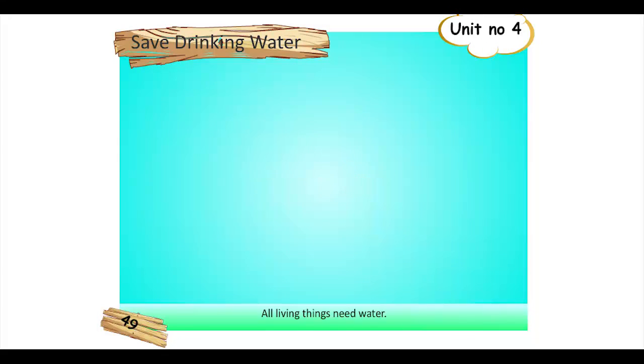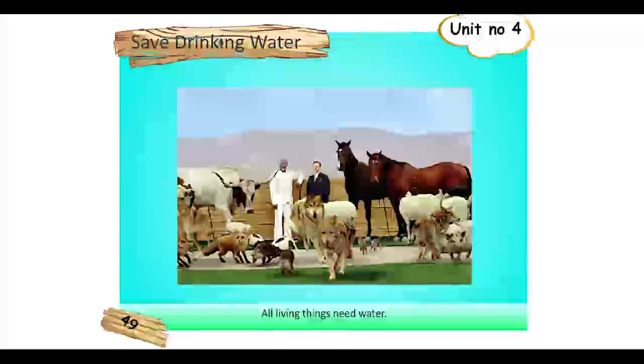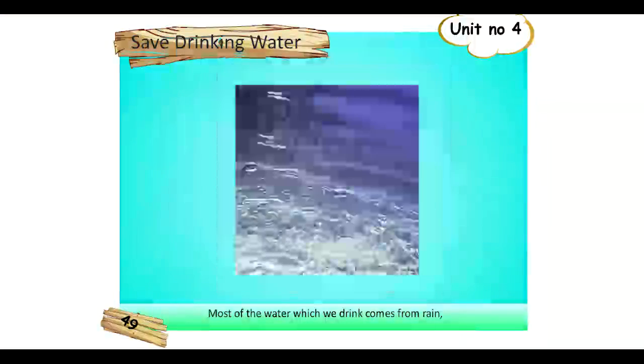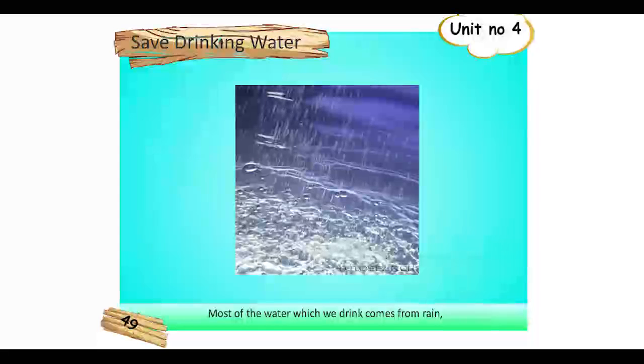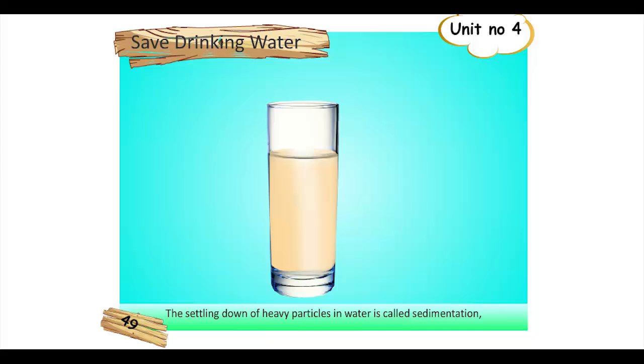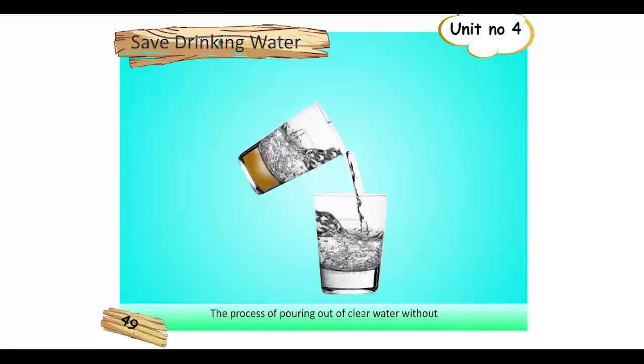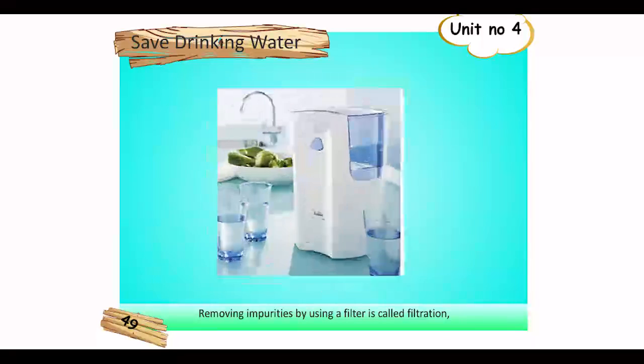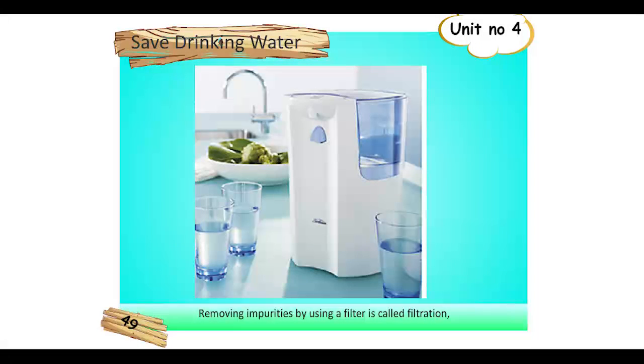What have we learned? All living things need water. Most of the water which we drink comes from rain. Rainwater gets contaminated by surface impurities and germs. The settling down of heavy particles in water is called sedimentation. The process of pouring out of clear water without sedimentation particles is called decantation. Removing impurities by using a filter is called filtration.